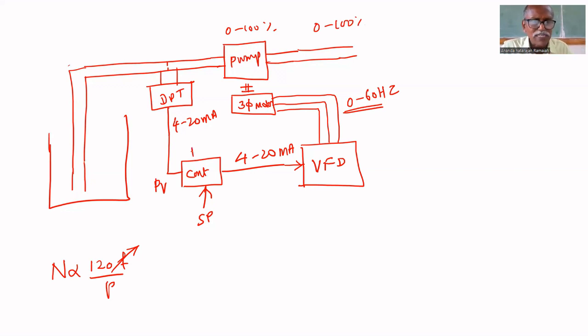For that, here I am using a PID controller. PID controller means controller output M equal to what? M equals Kc multiplied by error plus Kc by Ti times the integral of e(t) dt. That's all. Let us use not PID but a PI controller.